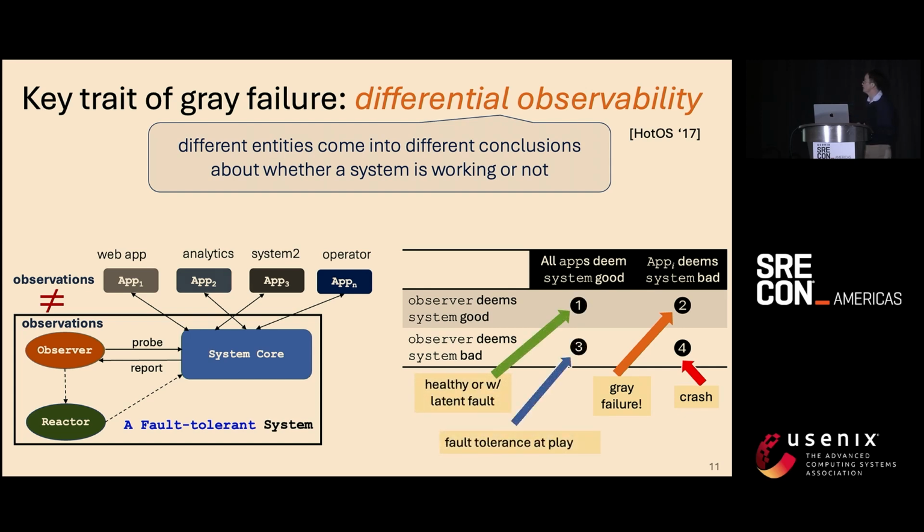The last situation is when the observer may think that the system is bad, but all of the applications on top of the system are not reporting errors. This typically happens, and it is actually a good form of differential observability, because it typically means that the system has some fault tolerance mechanism that is shielding, masking the faults from the application. But the key thing here is that gray failure occupies one quarter of this situation here.